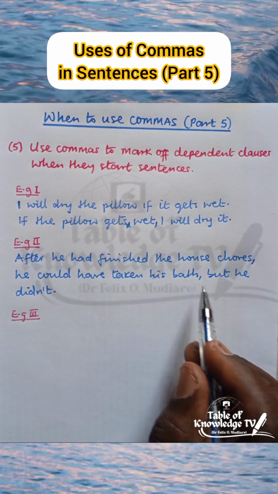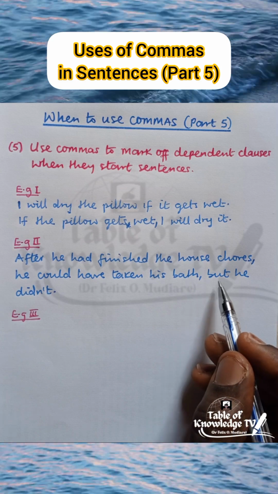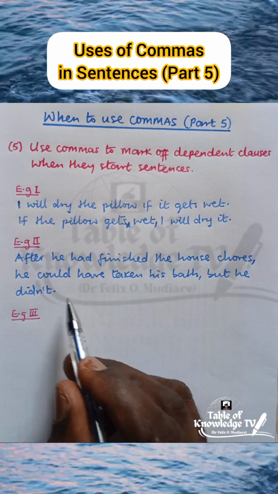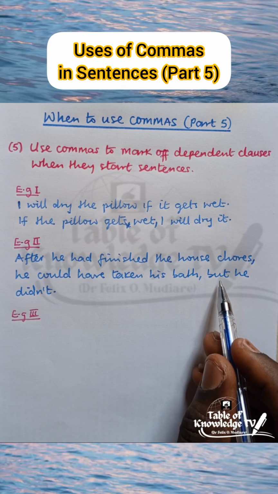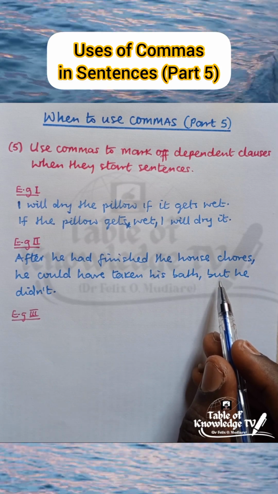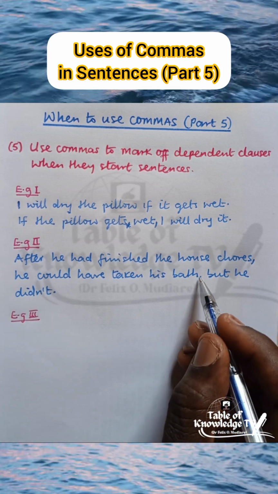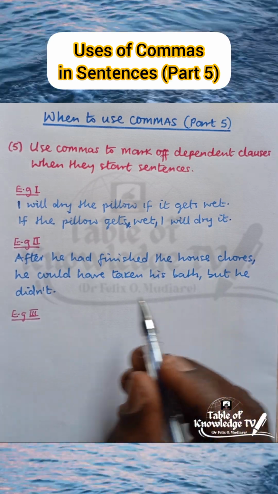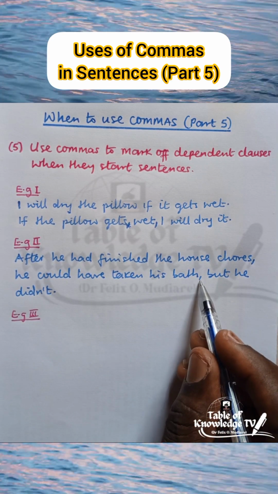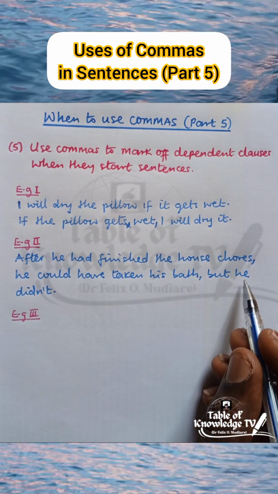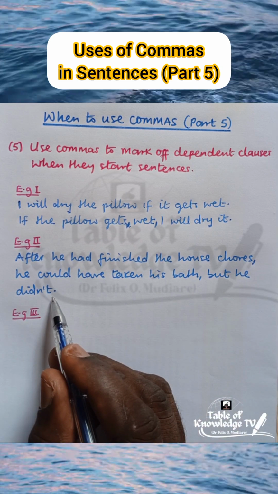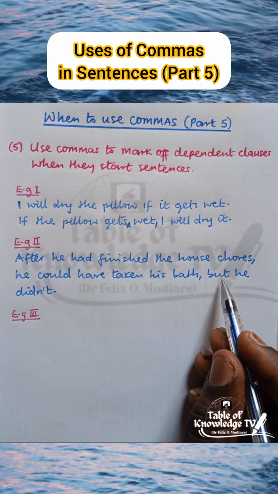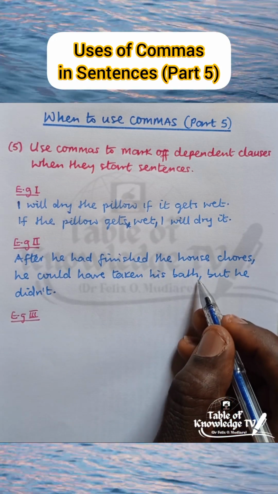But I hope you know why there is a comma here before the but he didn't. Remember in part 3, I told you that when a conjunction links two independent clauses, you should use a comma to mark off the first independent clause before the conjunction. He could have taken his bath is an independent clause. He didn't is another independent clause. Both independent clauses are linked by the conjunction but, hence there is a comma here.